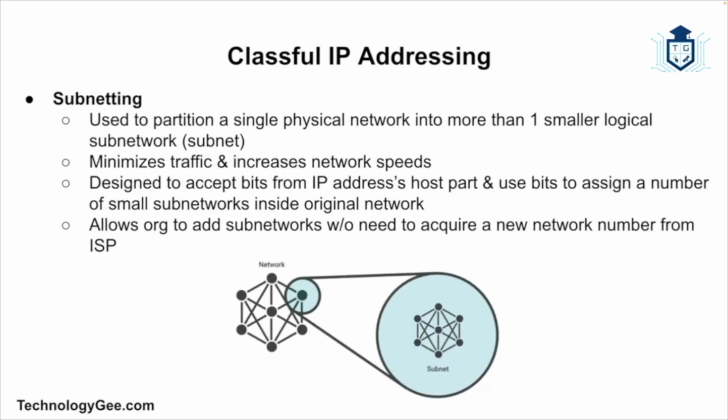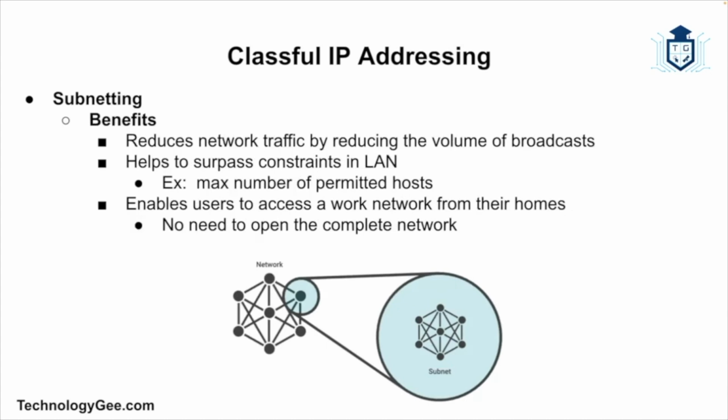So subnetting is the strategy used to partition a single physical network into more than one smaller logical subnetwork, or a subnet. Subnetting allows an organization to subdivide a large network into smaller, more efficient subnetworks to help minimize traffic and increase network speeds. An IP address includes a network segment and a host segment, and subnets are designed by accepting bits from the IP address's host part and using these bits to assign a number of small subnetworks inside the original network. And subnetting allows an organization to add subnetworks without the need to acquire a new network number from an internet service provider.